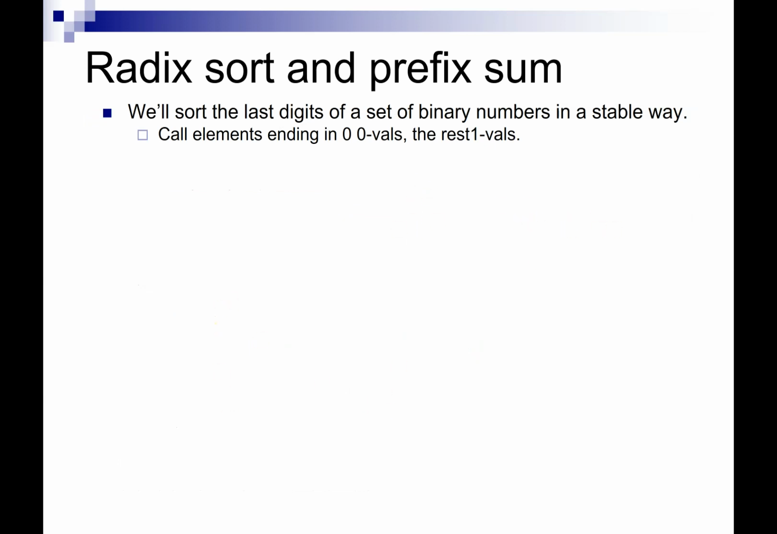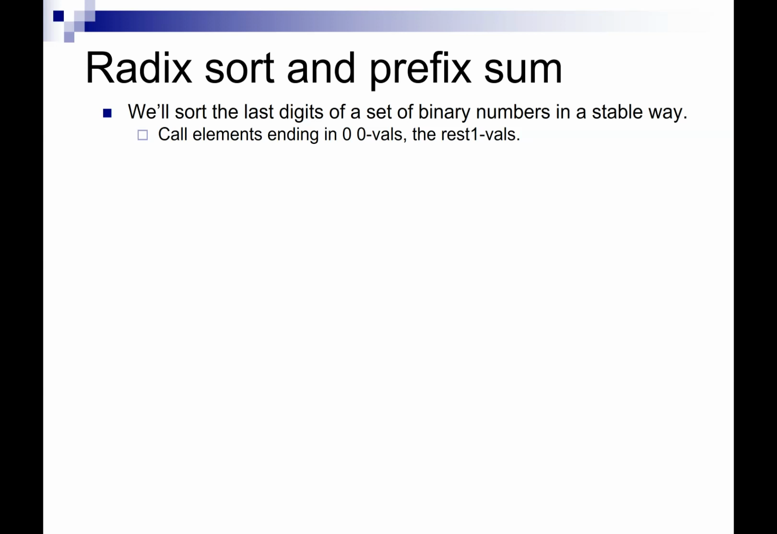So now we'll talk about how to implement radix sort in parallel. It turns out that we're going to make use of the parallel prefix sum operation. Remember from a few lectures ago, we talked about a number of applications for prefix sum. This is yet another application for prefix sum, which is to do very efficient radix sort.